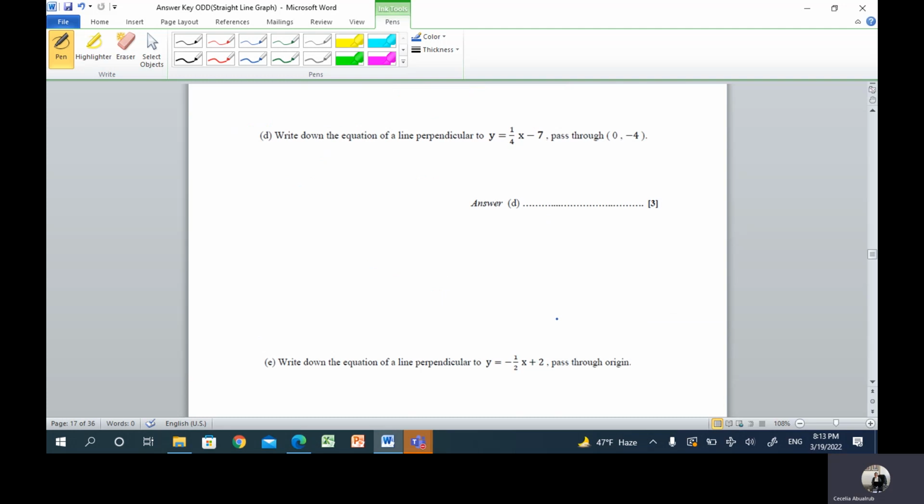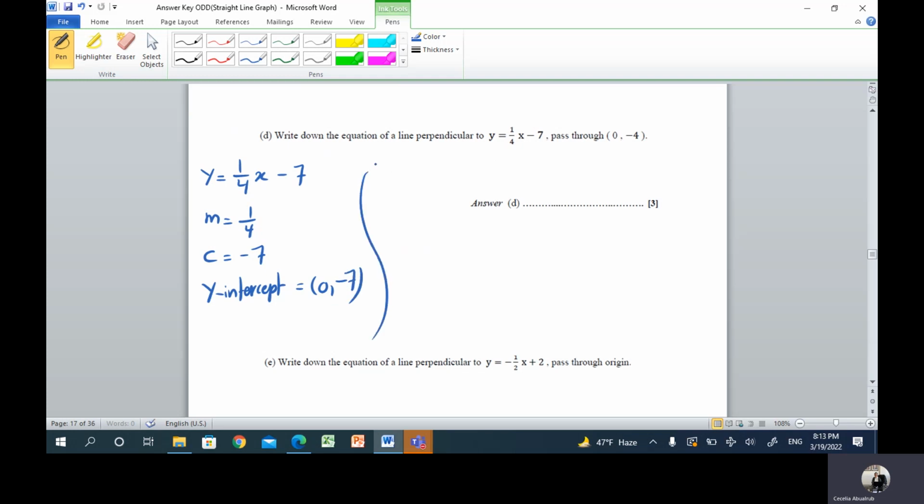Number D, write down the equation of the line that is perpendicular to. So the given line is y = 1/4x - 7. So m for this line is 1/4. c for this line is -7. The y-intercept for this line is (0, c), so (0, -7).